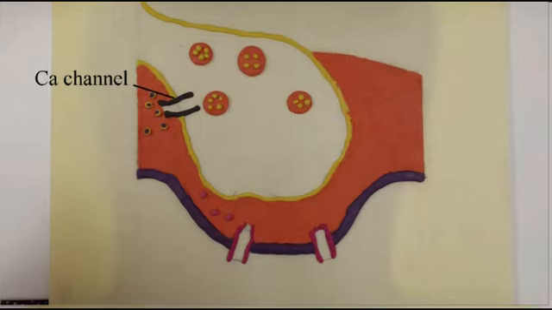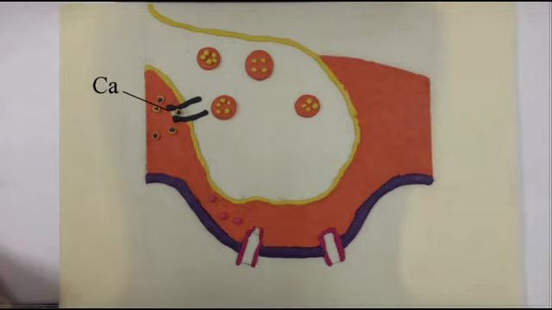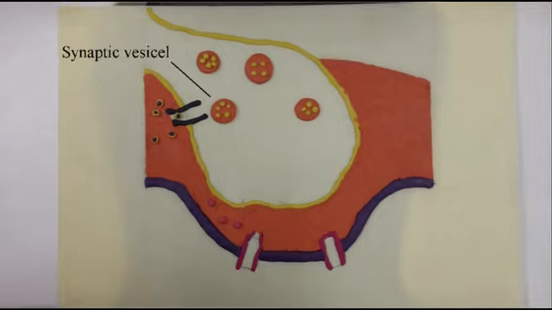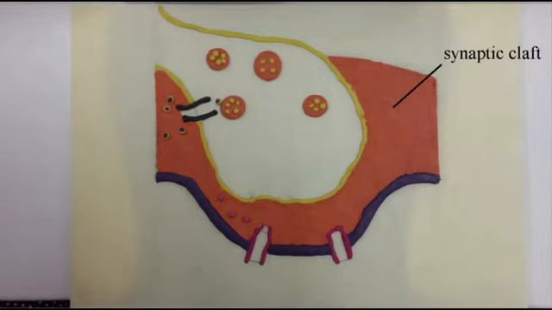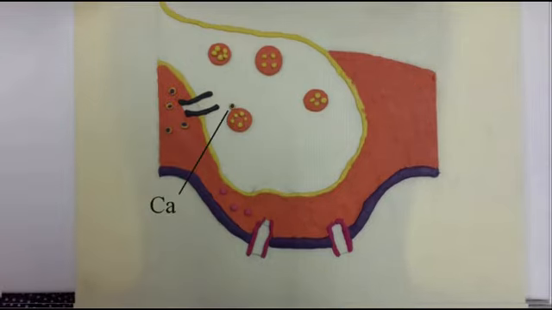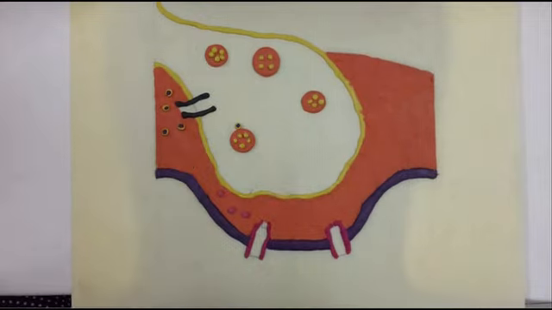This is the figure of the neuromuscular junction. An action potential arrives at the presynaptic terminal and causes the voltage-gated calcium channel in the presynaptic membrane to open. Calcium ions enter the presynaptic terminal and initiate the release of the neurotransmitter acetylcholine from synaptic vesicles. Acetylcholine is released into the synaptic cleft by exocytosis.